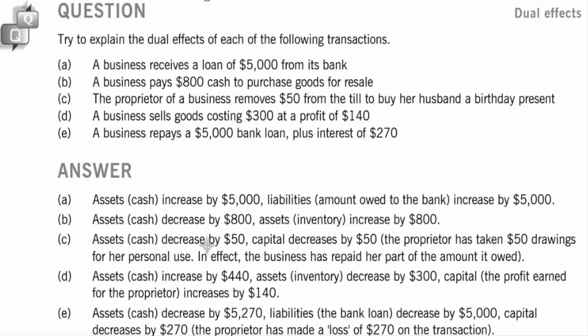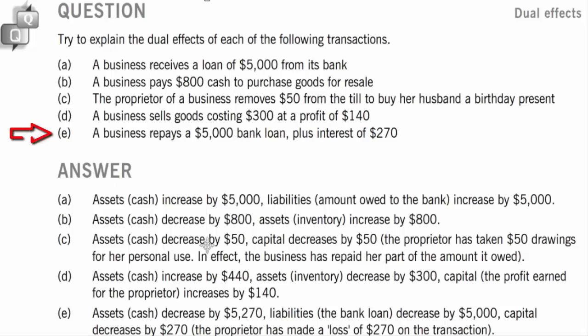This affects three accounts: cash, inventory, and capital profit. Here's how each account is affected. 1. Assets. Cash increased by $440 because the business receives this cash from the sale. 2. Assets, inventory, decrease by $300 because the goods are no longer in the business. They've been sold. 3. Capital profit increases by $140, which is the profit earned from the sale. So in this transaction, cash goes up by $440, inventory goes down by $300, and capital goes up by $140, the profit made on the sale.